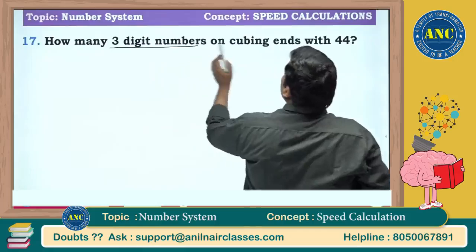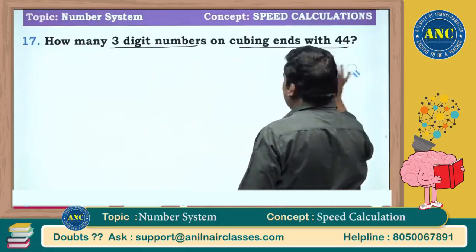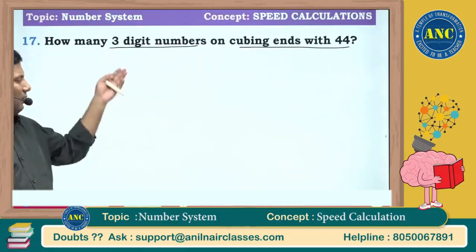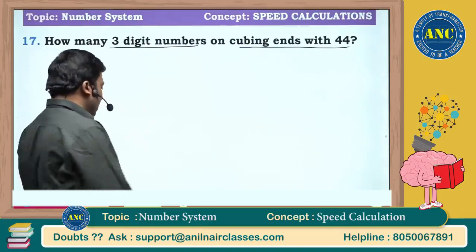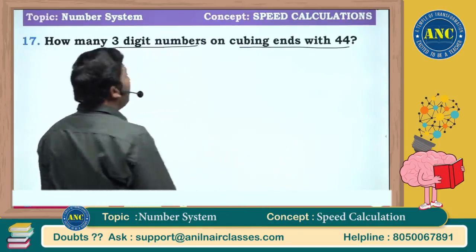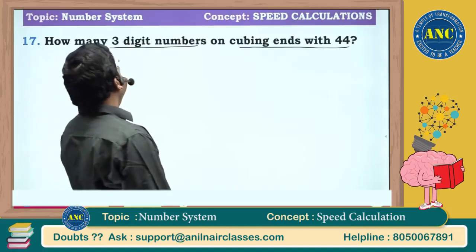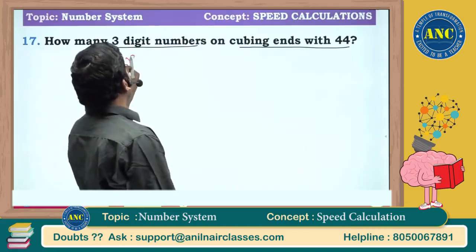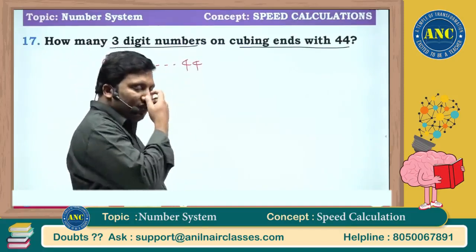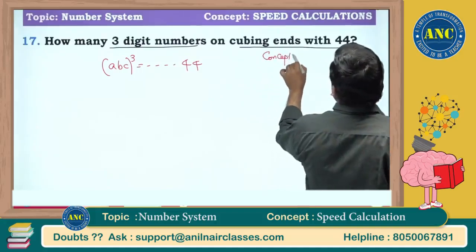How many 3-digit numbers on cubing end with 44? It's an exam model question, and generally in a mock paper there will be a lot of steps to solve this question. Read the question. How many 3-digit numbers on cubing end with 44? What are the concepts that we discussed with respect to cubes?